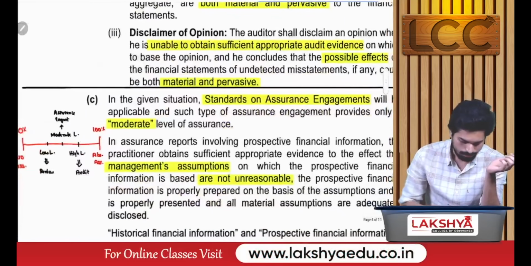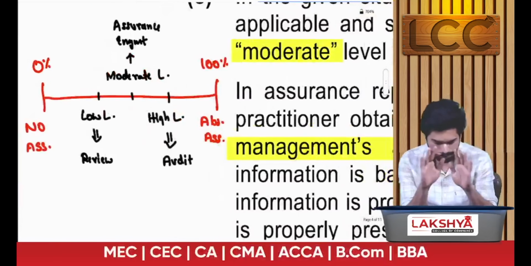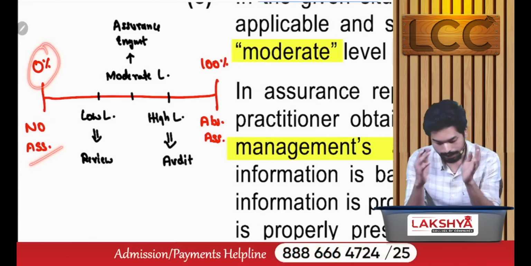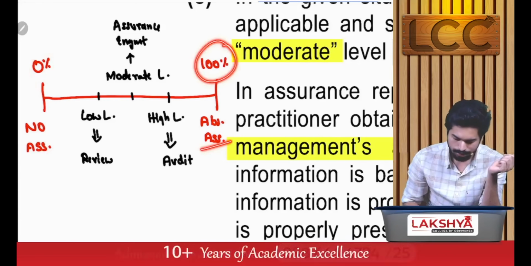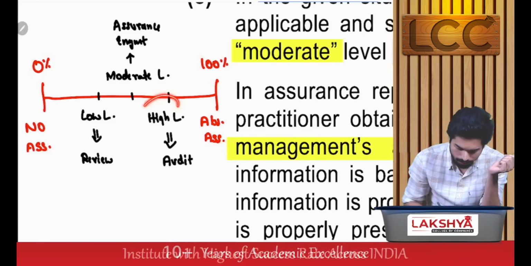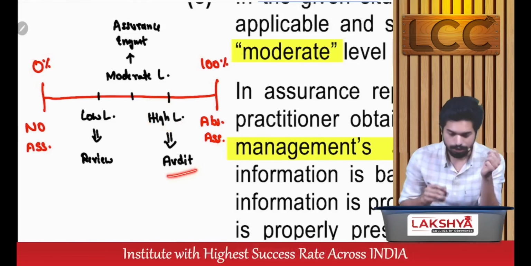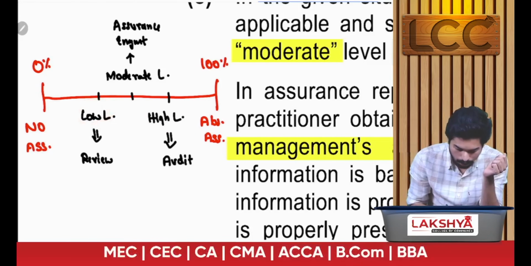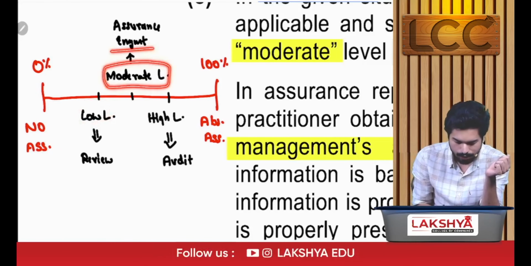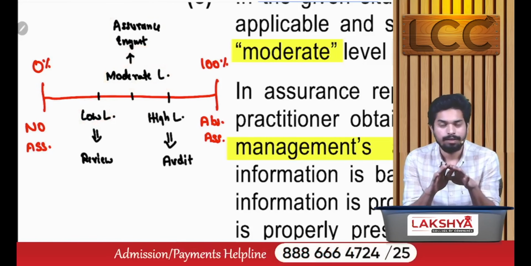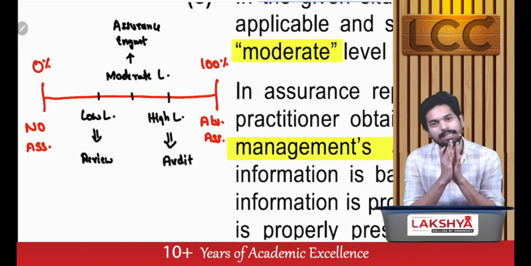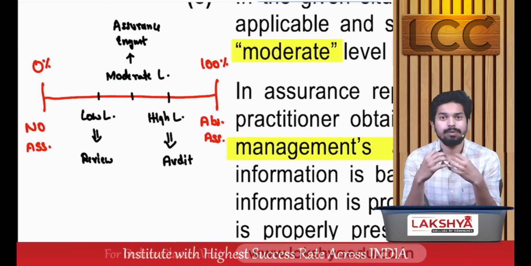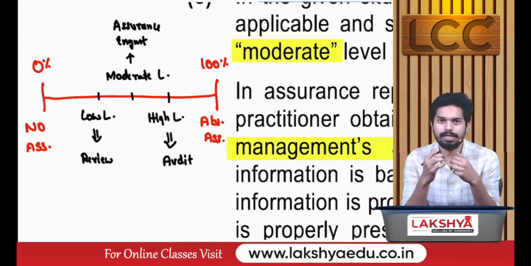See, assume this is the assurance timeline. At the start, we have 0%, which is no assurance. At the end, we have 100%, which is absolute assurance. A high level of assurance we obtain in case of audit, and a low level of assurance we obtain in case of review, and a moderate level of assurance we obtain in case of assurance engagement, where the moderate level of assurance will be higher than low level, lesser than high level. That is the moderate level of assurance which we have to obtain in case of assurance engagement.